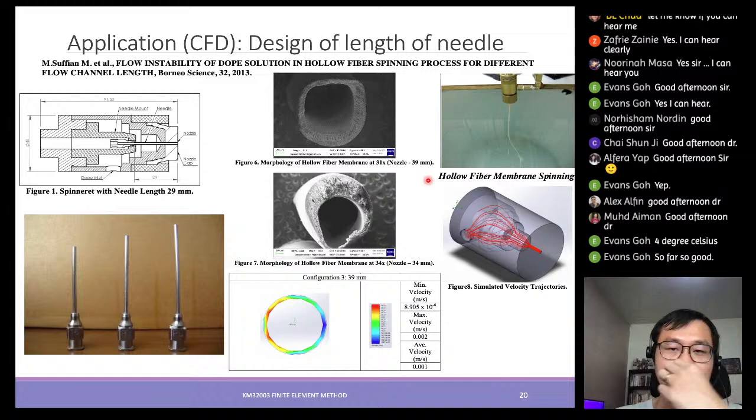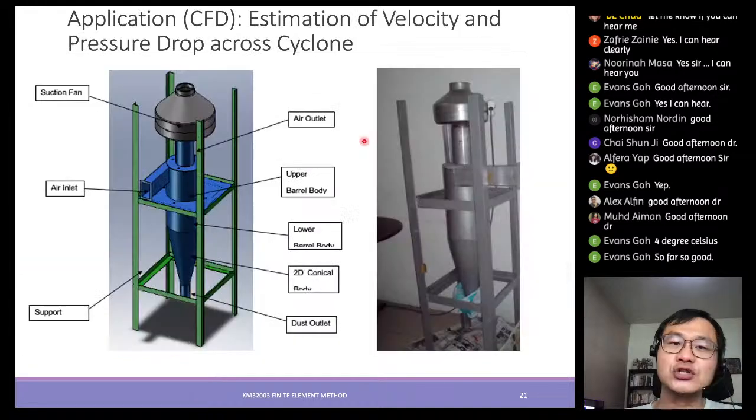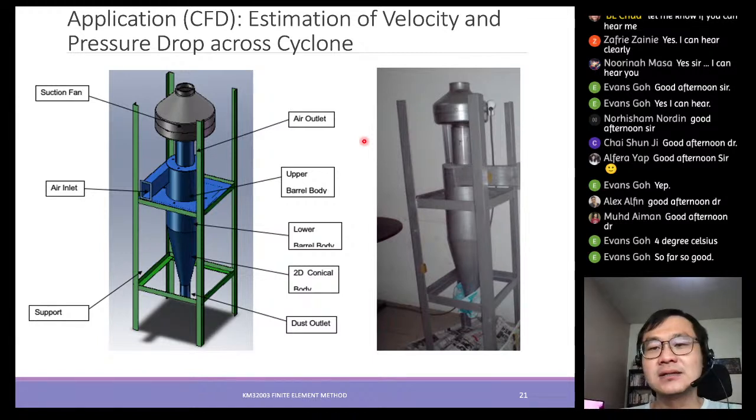Next would be another application: to estimate the velocity and pressure drop across a cyclone. This is a laboratory size cyclone. Generally, a cyclone is a mechanism that is used to separate solid particles from a fluid. So you may have an air carrying solid particles, for example flour, or maybe sugar.